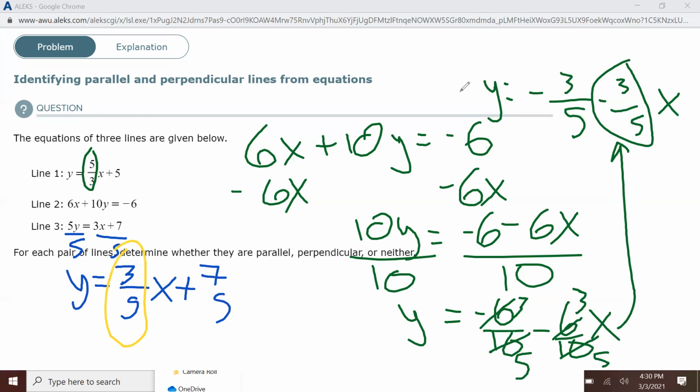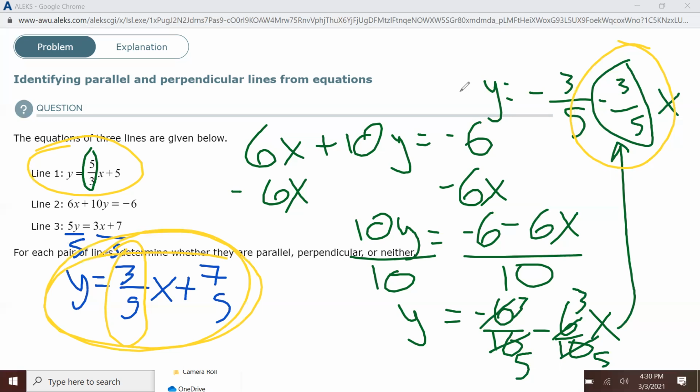So the first equation and the second equation are perpendicular, because if I take one of their slopes, flip it over and change the sign, I get the other slope. The third equation is not parallel to either of them because it doesn't have the same slope as either of them, nor is it perpendicular to them.